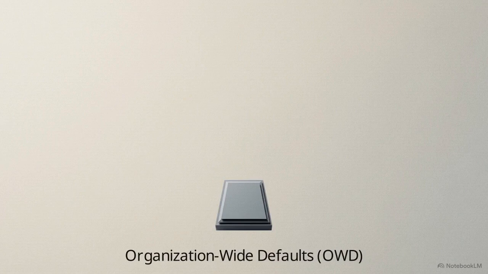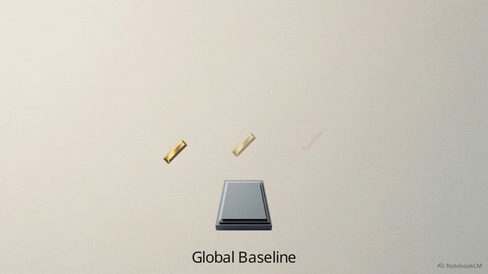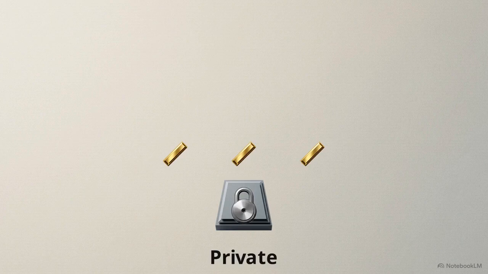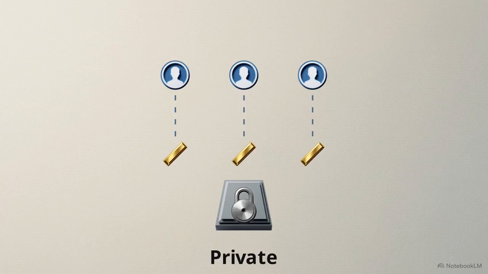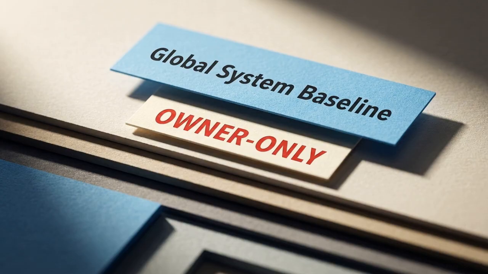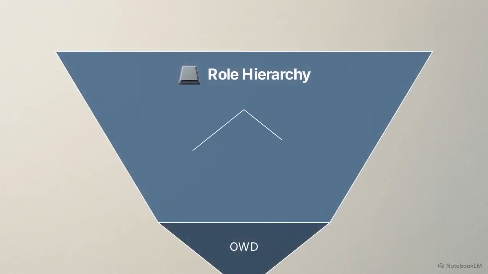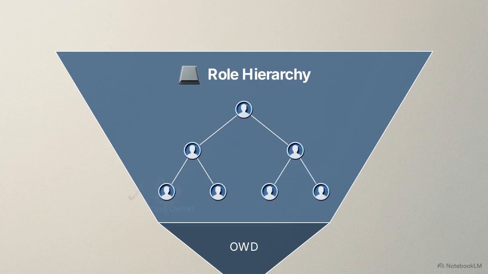The first mechanism applied is organization-wide defaults, or OWD. It dictates the minimum access level for every record. When set to private, the database is restricted exclusively to the record owners. Establishing a highly restrictive OWD is critical because it forces administrators to purposefully architect all subsequent access, making accidental data exposure difficult.